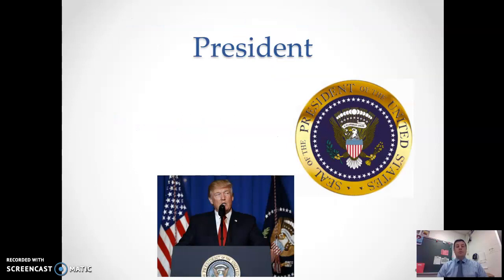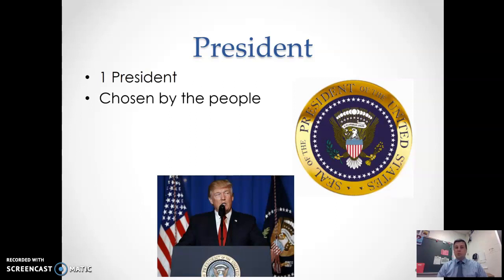So first of all, there's one president of the United States. That president, there's one of them at a time, chosen by the people, sort of. It's the Electoral College, and we can get into a debate about whether the Electoral College has outlived its use at another time, but that concept, that idea is that the people have a hand in electing the president.